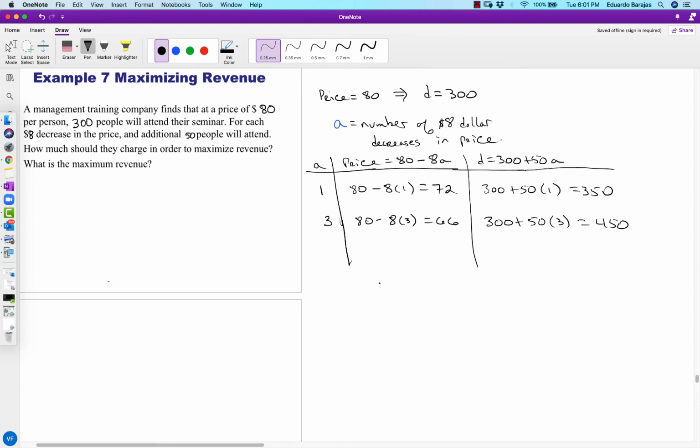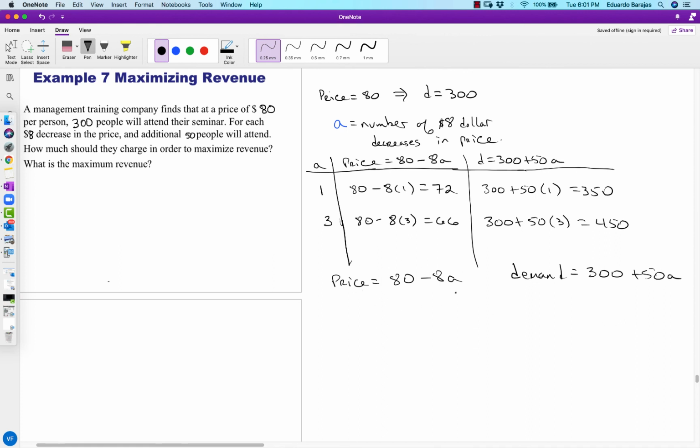Okay, so we have a formula for the price. So the price is going to be this $80 minus 8A, and we have a formula for the demand, which is going to be 300 plus 50A.